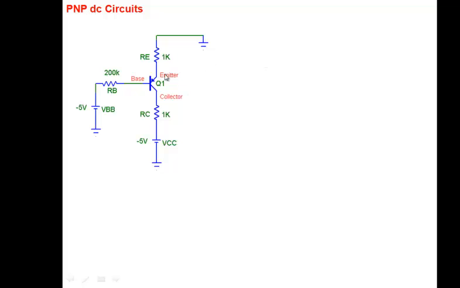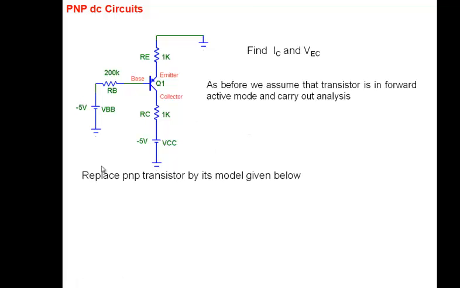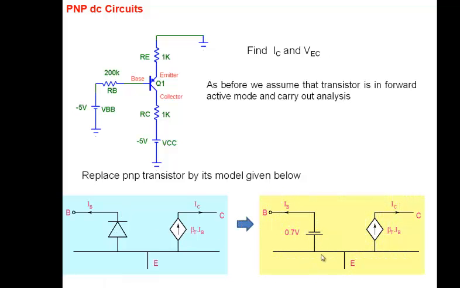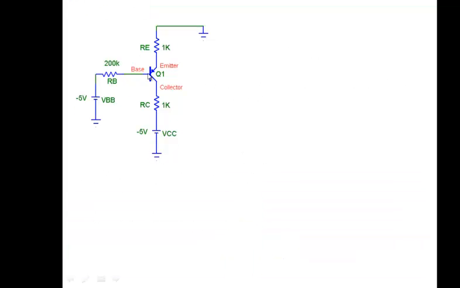All right, for a change, let's look at the PNP circuit. So we have base, emitter, and collector here. And note that I've used a negative power supply here. We have to cause current to flow from emitter to collector in PNP. So again, as usual, we assume forward active, or reverse active, or saturation region. Now I substitute this model: the voltage between emitter and base is 0.7 and current flows from emitter to collector. So these are the changes. I substitute this model here.